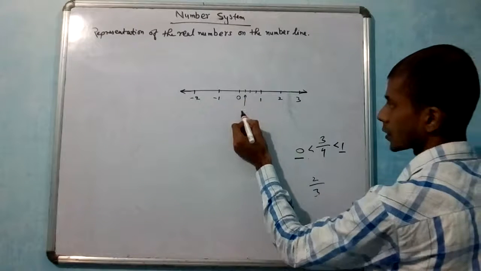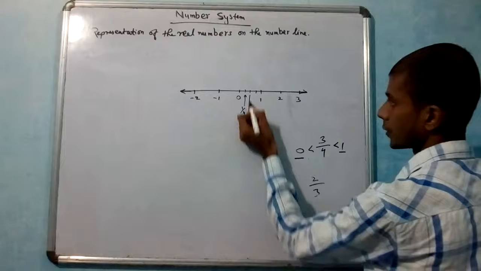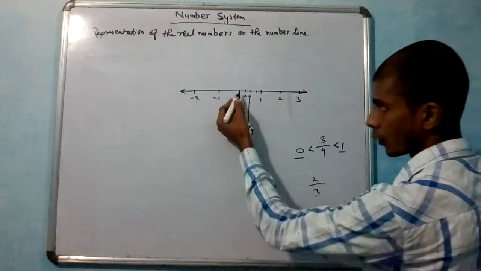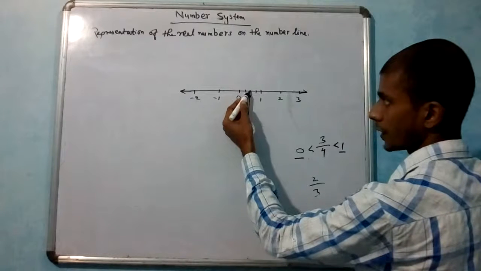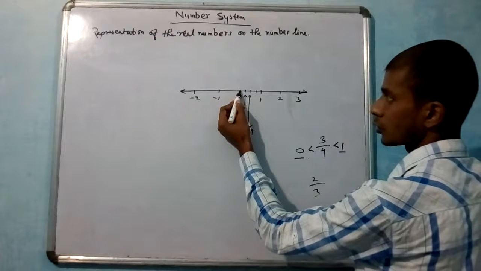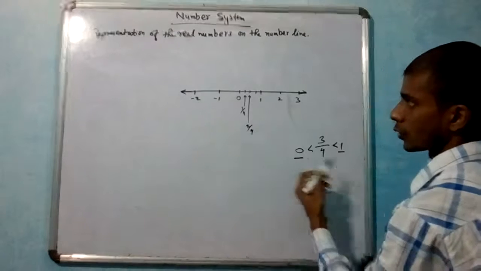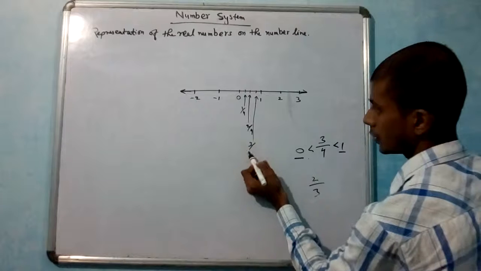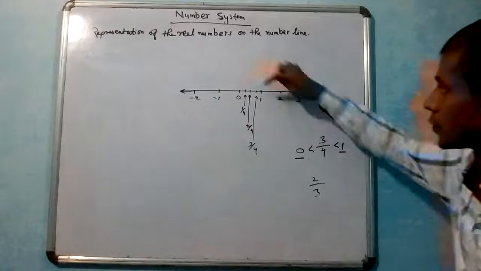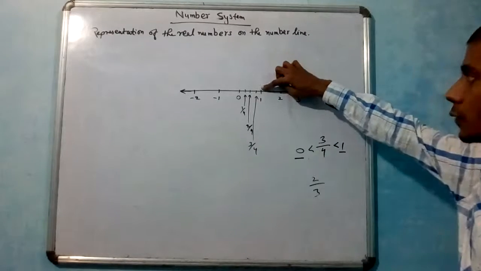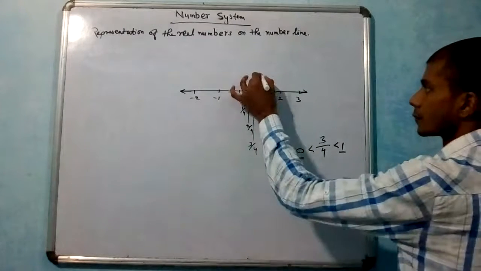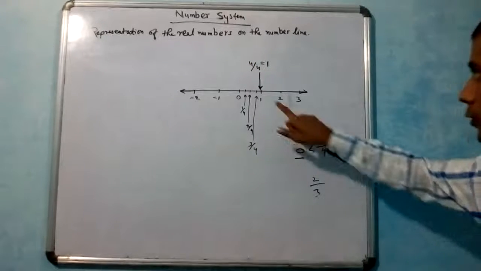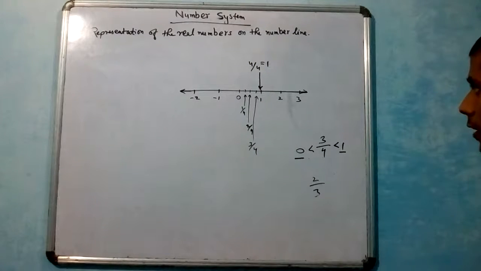First part is 1 by 4. Second part is 2 by 4. From 0 to here, the distance is 2 by 4. From 0 to here, the distance is 1 by 4. From 0 to here, the distance is 3 by 4. And from 0 to here, the distance is 4 by 4, that is 1, and that's why here it is 1. Fine. So we understood how to represent the lesser.